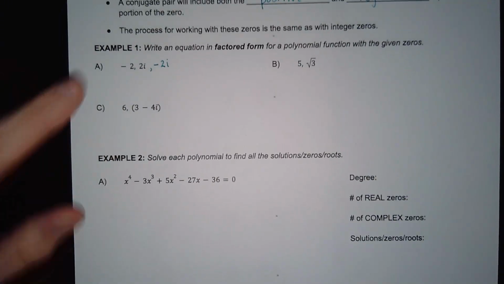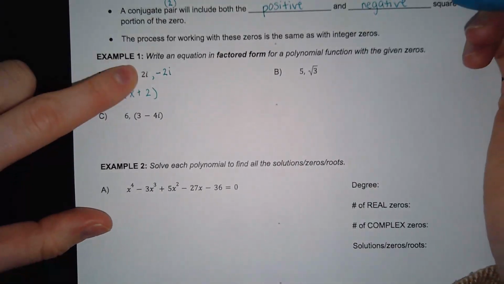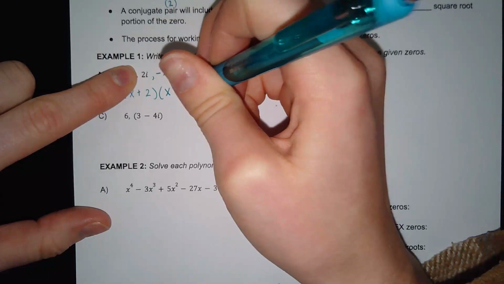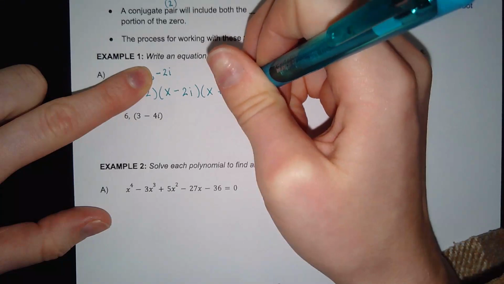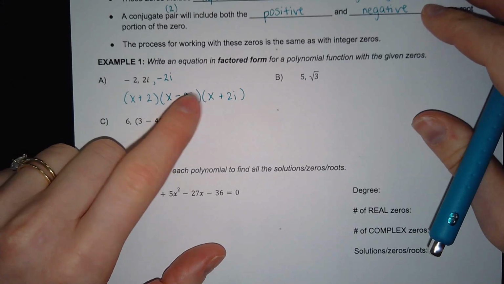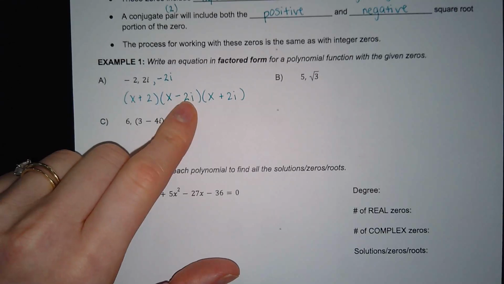So if we're going to write our factors, factors are opposite. So if we have a -2, we'll write x plus 2. This 2i, since it's positive, I would write x minus 2i. And this -2i, since it's negative, I would write x plus 2i. So again, when we see those pairs, we should always have a positive and a negative. So we should have an x plus 2i and an x minus 2i.